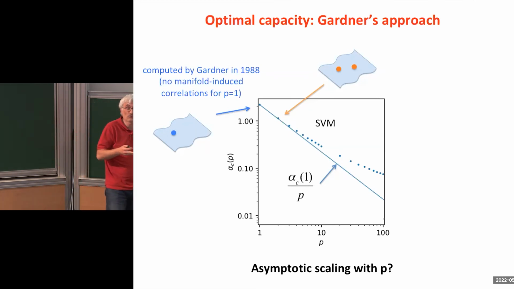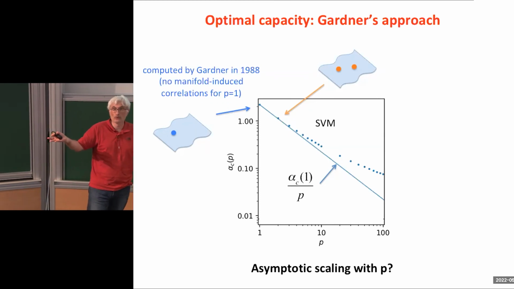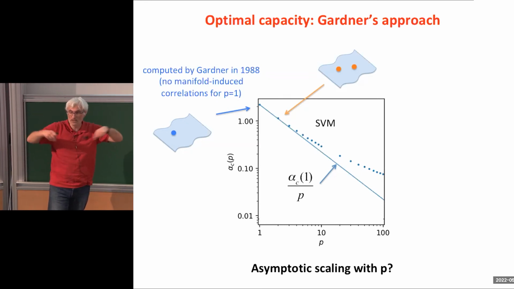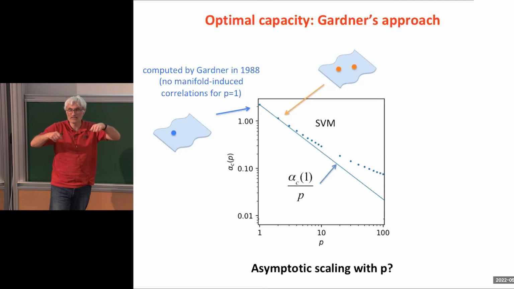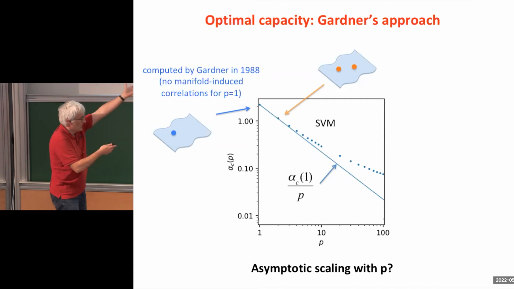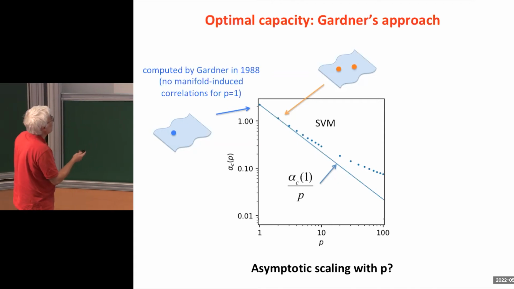But actually, as you increase P, you see that it decreases less quickly than alpha_c(1)/P, simply because these conditions are not independent from each other. They are not orthogonal to each other. So they are a little bit redundant. And the more stuff you put on your manifold, the more redundant they are, and the easier it is to satisfy a new one if you have already satisfied the one before, right? So it decreases at a rate which is much lower than 1/P.